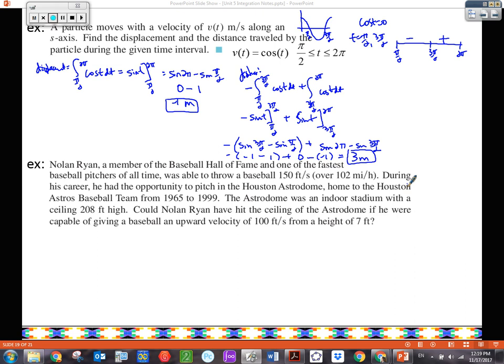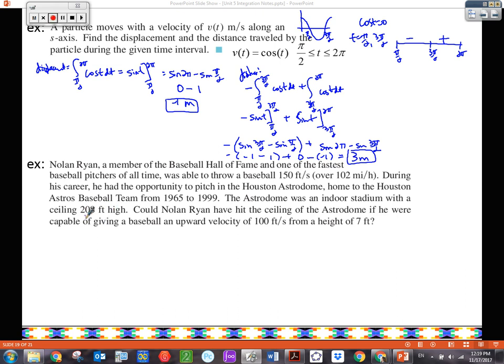All right. So let's take a look at our word problem here. This is the problem we're going to use. We're going to use this to build those equations from the other page. So we have a scenario where Nolan Ryan can throw a baseball 150 feet per second. And we're trying to figure out if he threw it straight up with an upward velocity of 100 feet per second from a height of 7 feet, could he throw it this high, 208 feet high, to hit the ceiling of the Astrodome?